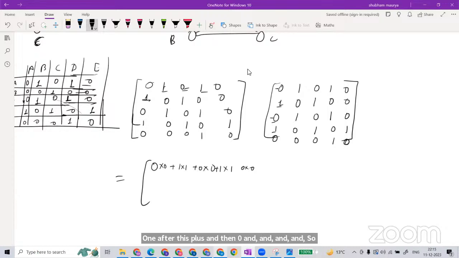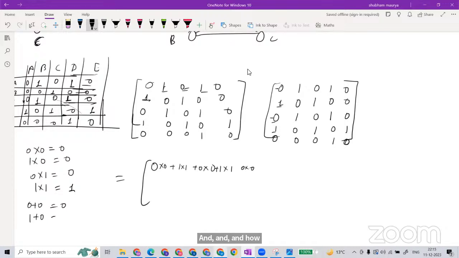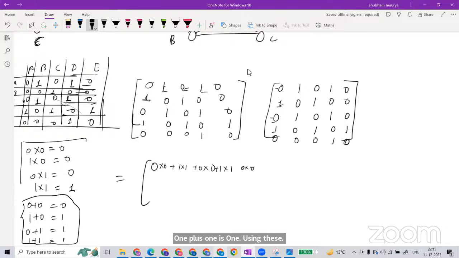And what is the property? If you do 0 times 0, you will get 0. 1 times 0, you will get 0. 0 times 1, you will get 0. 1 times 1, what will you get here? 1 only. And for addition, 0 plus 0 is 0. 1 plus 0 is 1, 0 plus 1 is 1, 1 plus 1 is 1. Using these two things, we'll do multiplication.